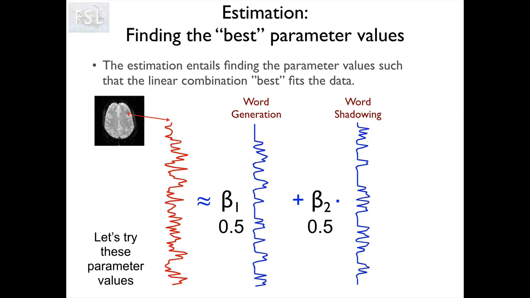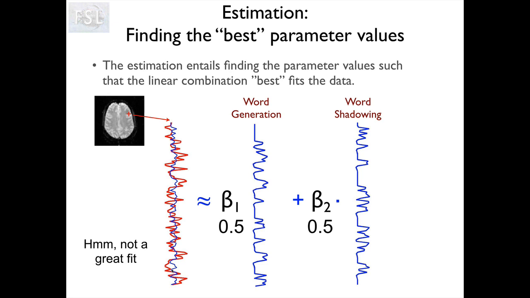Now, the estimation part: finding the best parameter values. What that means is we want to find the parameters beta 1 and beta 2 such that the linear combination, beta 1 times this plus beta 2 times that, matches our data as well as possible. Let's play with this a little bit first. Let's say we postulate that beta 1 is 0.5 and beta 2 is 0.5. So 0.5 times that plus 0.5 times that becomes this.